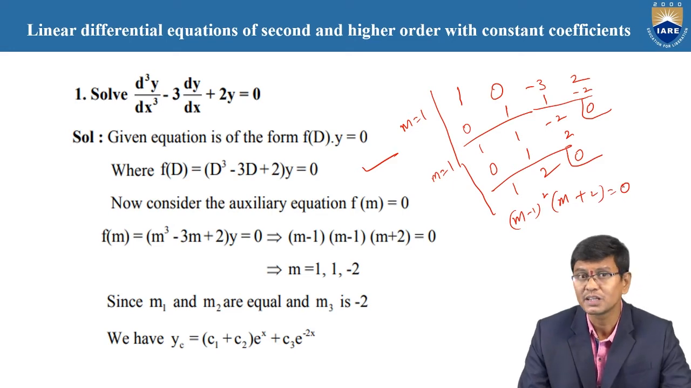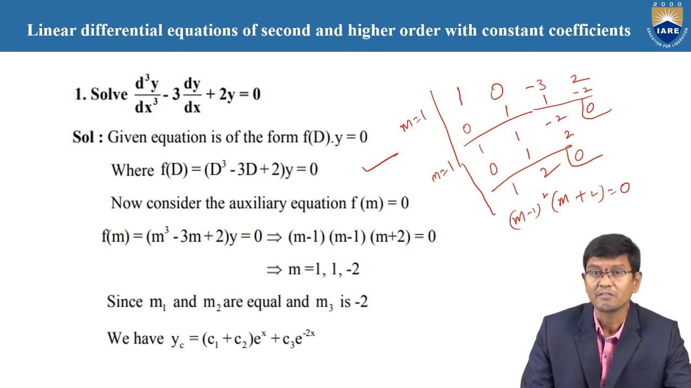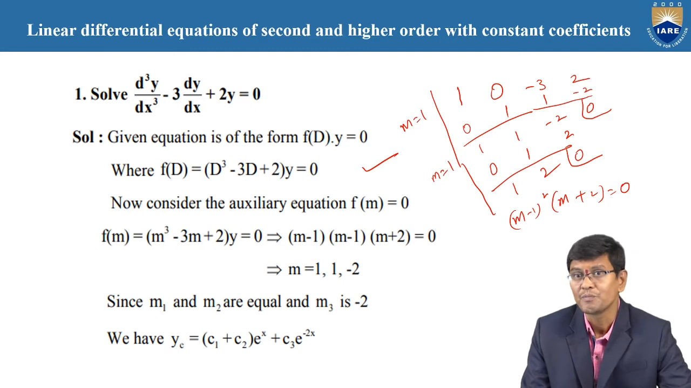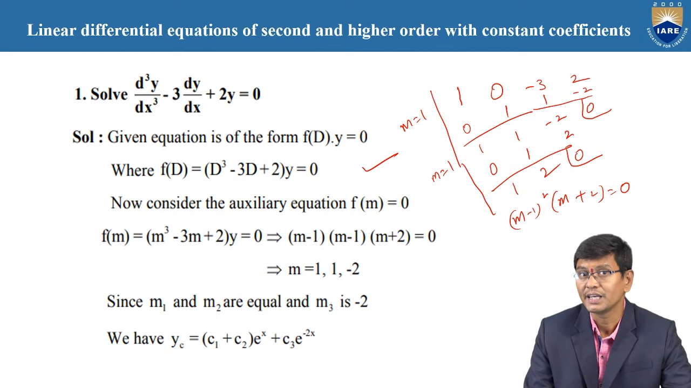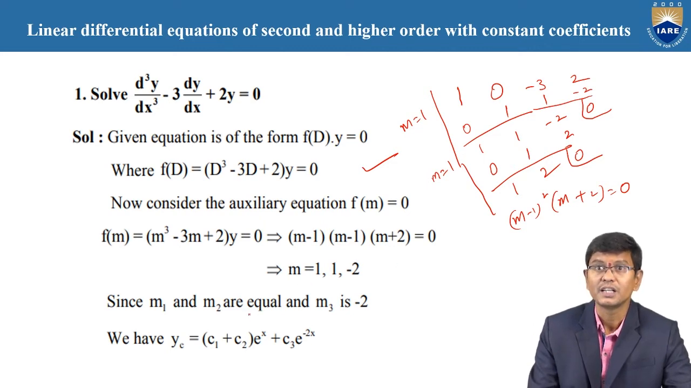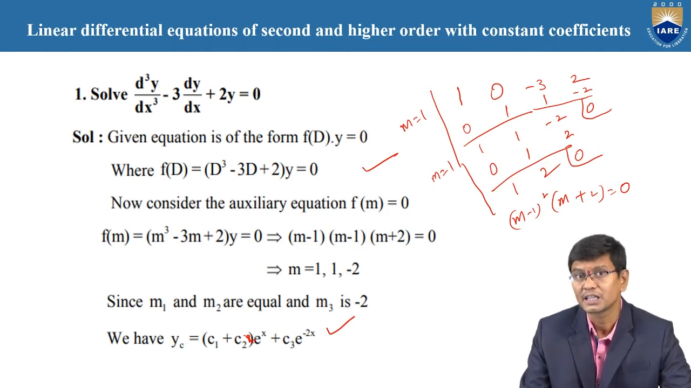That means the roots are m = 1, which is repeated, and another root m = -2. Observing here, two roots are equal and one root is different. Since two roots are repeated, we assume that yc = (c1 + c2 x) e^x + c3 e^(-2x). Therefore this is clearly the working rule based upon the operator form and the auxiliary equation.